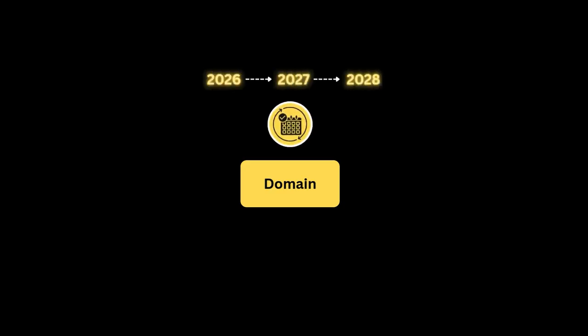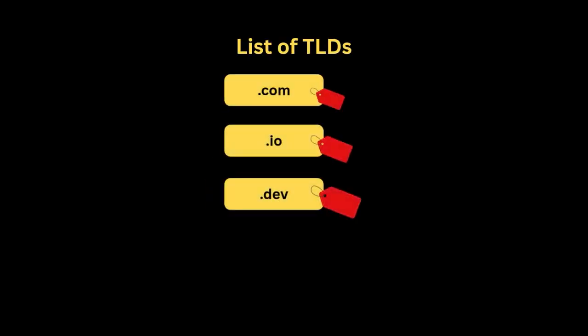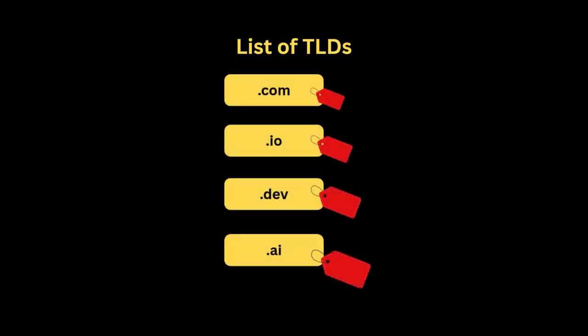That domain name itself, the yourname.com part, isn't owned. It's rented from a registrar every year, forever, like digital land tax. .com, .io, .dev, top-level domains are basically neighborhoods, and some neighborhoods charge a lot more rent than the others.